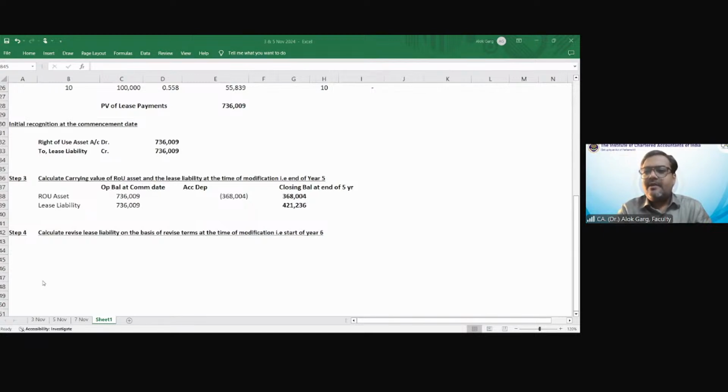In this case, your cash flows are changing, and hence you have to take a revised discount rate, which was negotiated, or the revised incremental borrowing rate of the lessee at the time of the modification. So what is my revised discount rate? It is 7%. Revised discount rate is 7%.